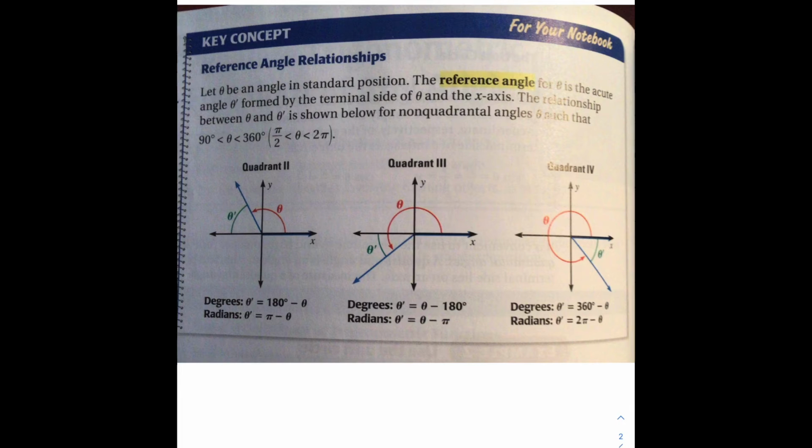We can also use these things called reference angles, and they help us form to the terminal side. The relationship between theta and our next theta is shown below for non-quadrantal angles. So again, in between 90 and 360. Everything else: 90, 180, 270 to 360. Quadrant 2 is my top left quadrant, quadrant 3 is the bottom left, and quadrant 4 is the right half. So we can use these properties to help us find reference angles.